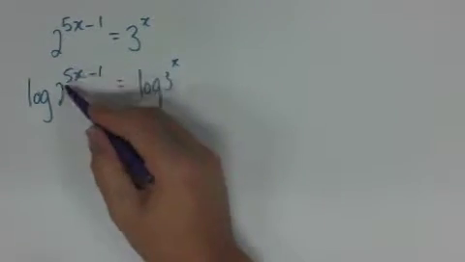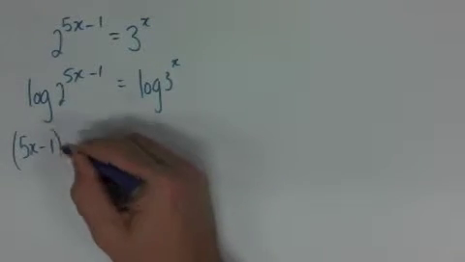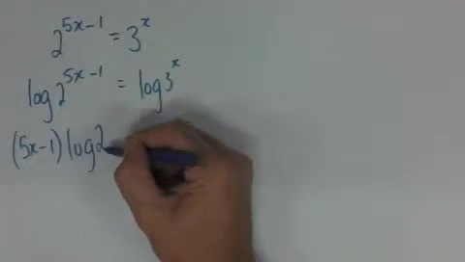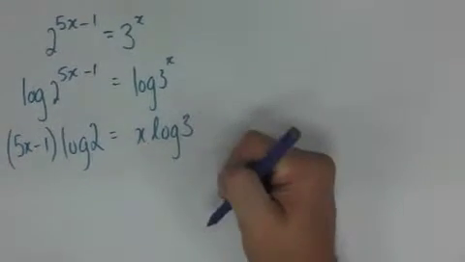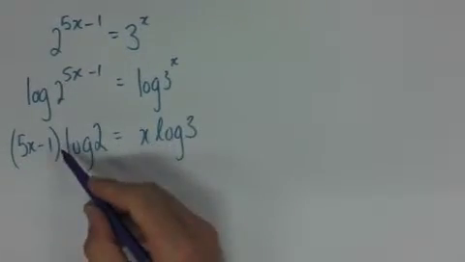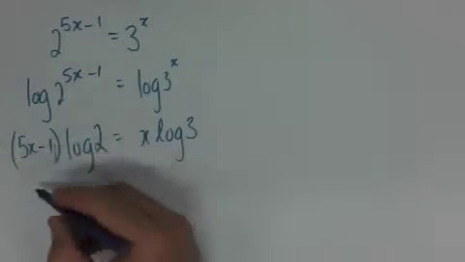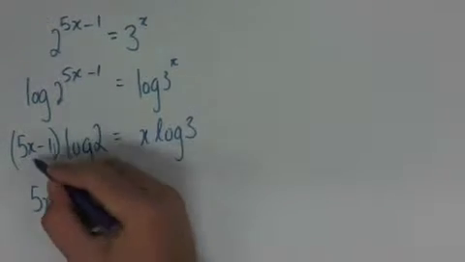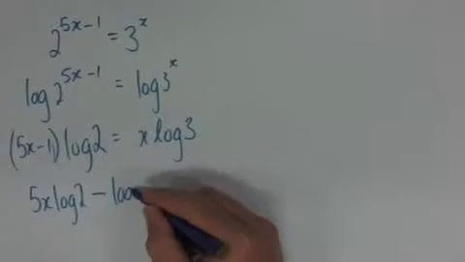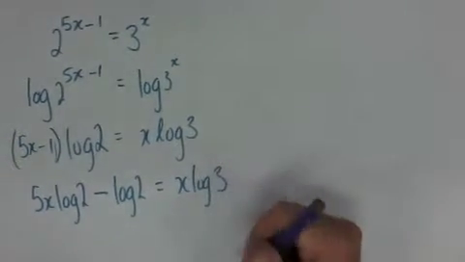Now I'd bring the powers out the front. So that would be 5x take 1 log 2 is equal to x log 3. I multiply out this bracketed part here, and so I get 5x times log 2, take 1 times log 2, is equal to x log 3.